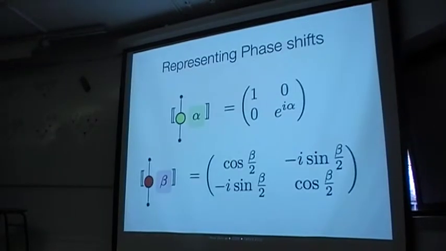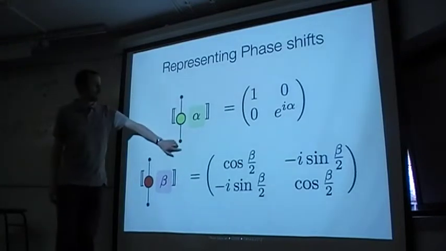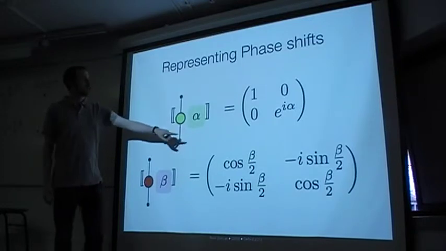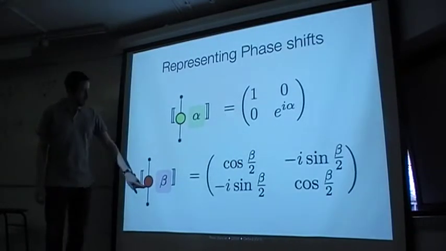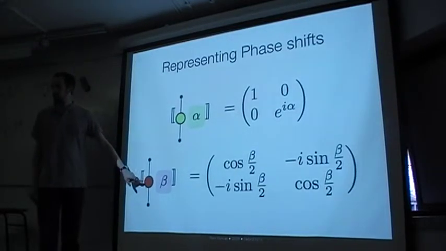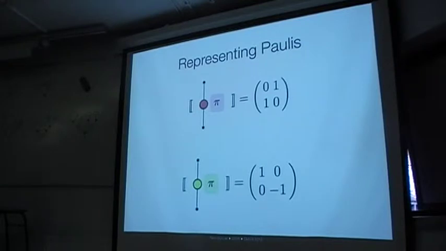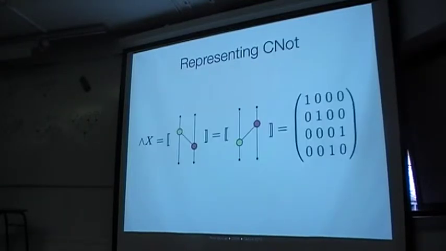Now if I have one in and one out, so this is a map from qubits to qubits, this is just going to be your z rotation, and this will be your x rotation. And for the special case where alpha and beta are pi, we get the Pauli matrices. Okay, so these are one-qubit gates.